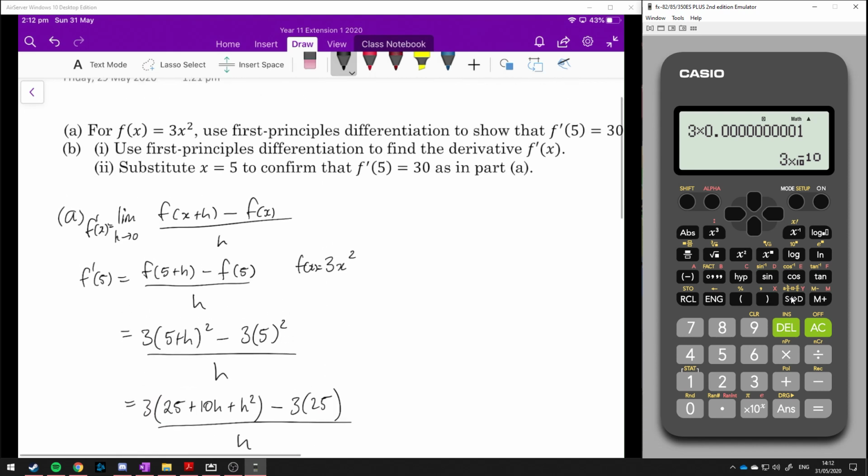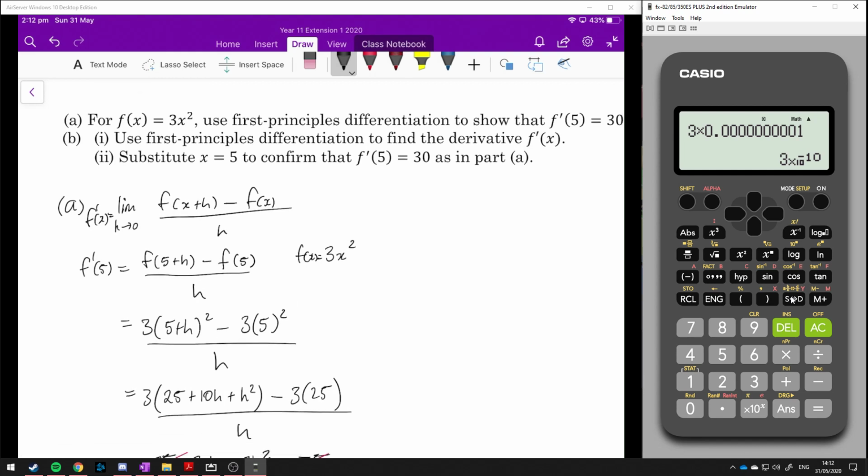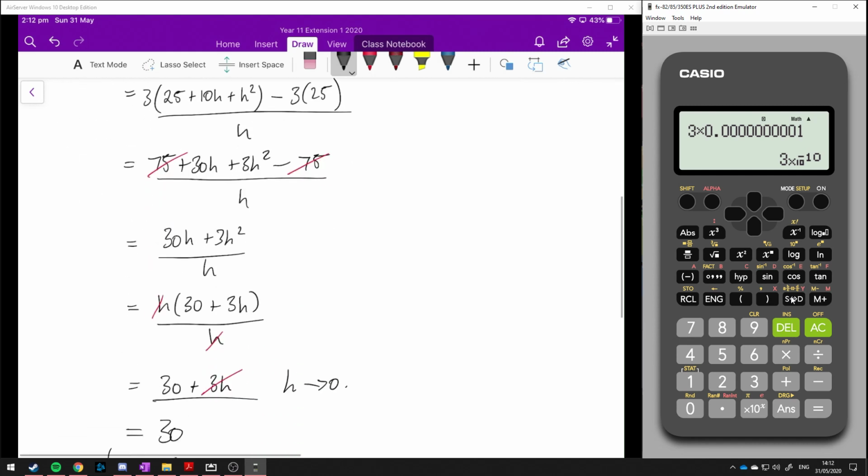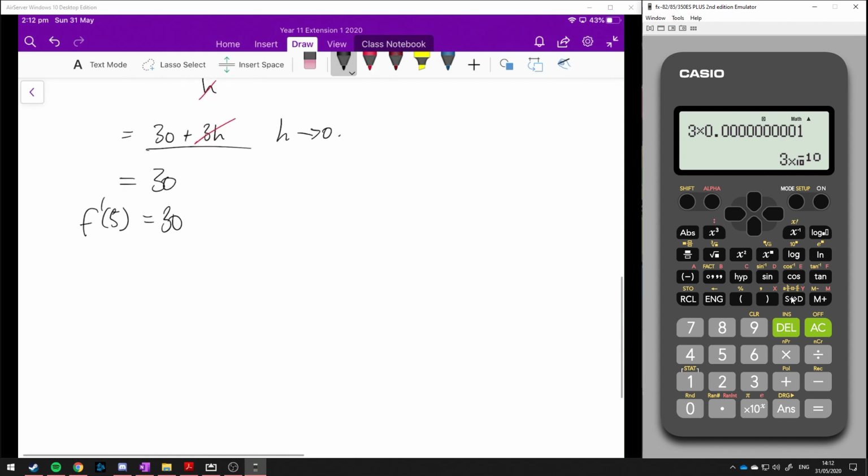So it's kind of a lot of working out, and it's going to take a bit to get used to, but we're basically just using our understanding of functions in a formula to get the derivative back out. Now, for part B, we're going to do pretty much the exact same thing, except we're going to do it for just f dash of x. So I'm going to use first principles to do this one. So it's f of x plus h minus f of x over h. And our function is equal to 3x squared.